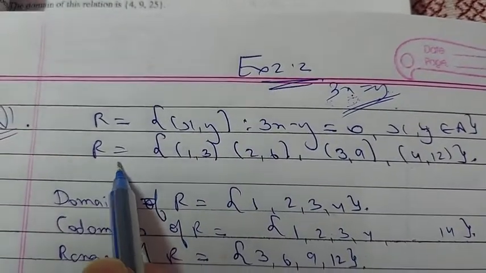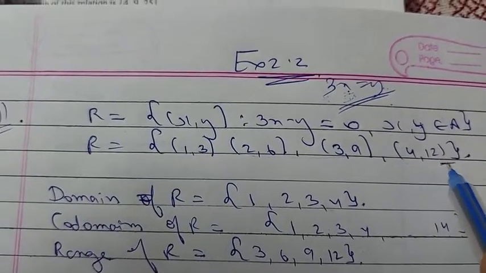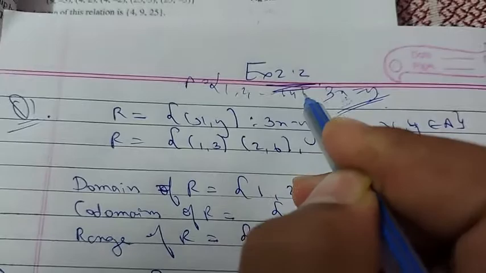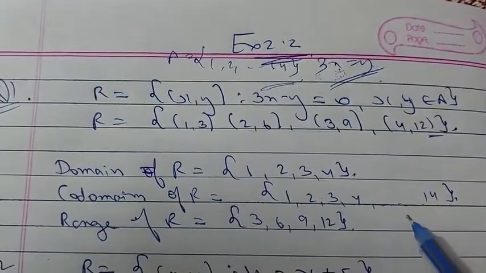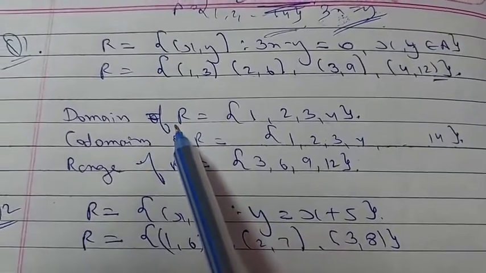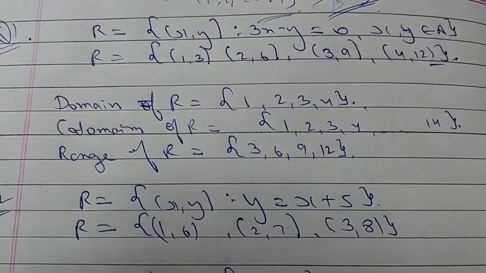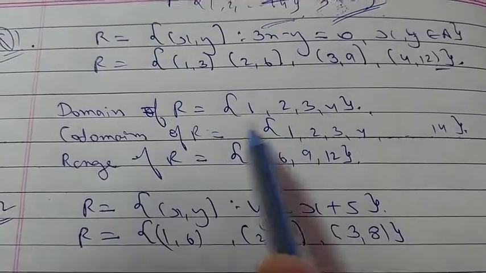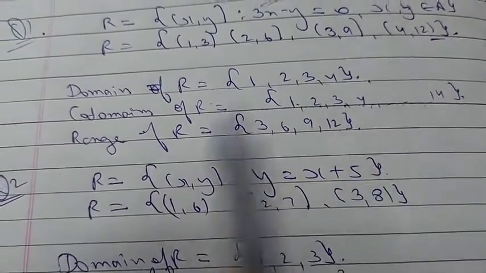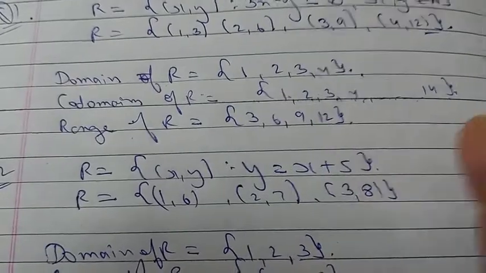So up to 12 only we have to take, because in the set A the last element is 14 only. So up to 14 we have to go. Now the domain of R, the range is what? 1, 2, 3 and 4. Codomain of R is 1, 2, 3, 4 up to 14. And range is what? 3, 6, 9 and 12.